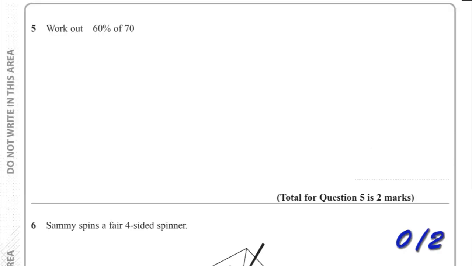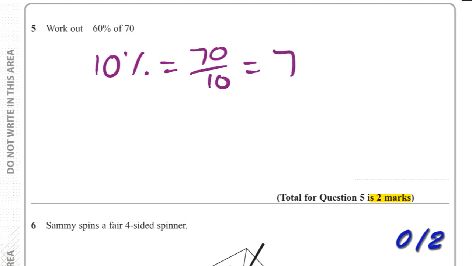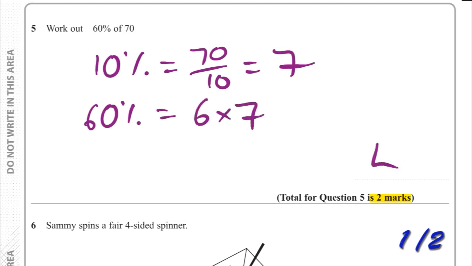In question 5, we need to find 60% of 70. This is worth 2 marks, so we want to make sure we show some method rather than just writing down an answer. If I want to find 60% of 70, again there's a few ways to do it. I would start off by first finding out what 10% is. 70 is 100%, so to find 10% I need to divide it by 10. So 10% is going to be 70 divided by 10, which equals 7. So 60% is going to be 6 lots of 7, which is 42.